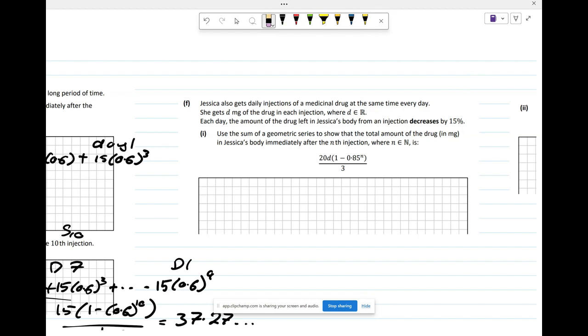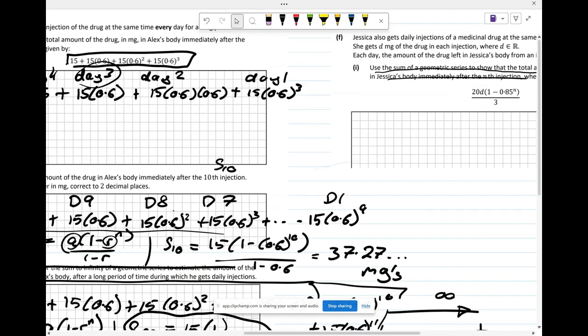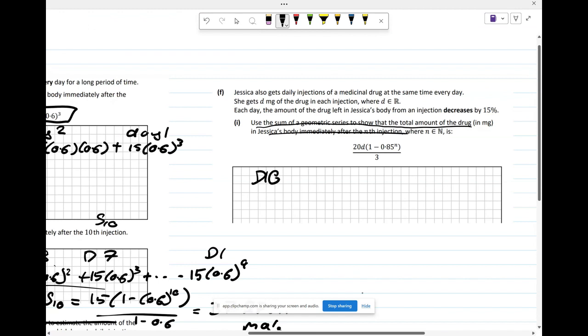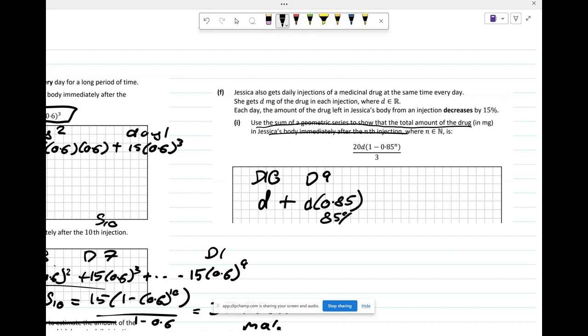So yeah, let's think about it. So use the sum of geometric series. Okay, don't worry about all the jargon. Let's just think. Same thing we were doing for Alex. If on a certain day, say day 10, she gets an injection, she gets an injection of D. Then say she also has the injection from the day before. So it's D times 0.85 because this is 85%. Remember, it decreases by 15%, so it's the same as multiplying by 85%.